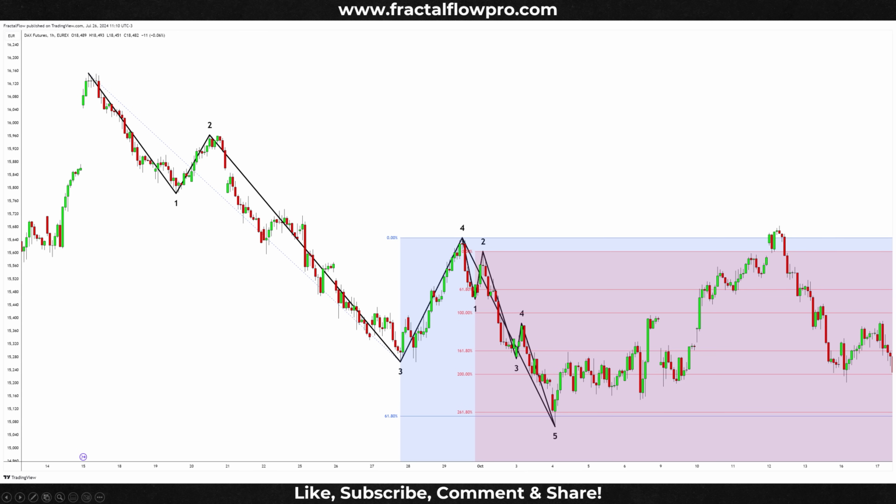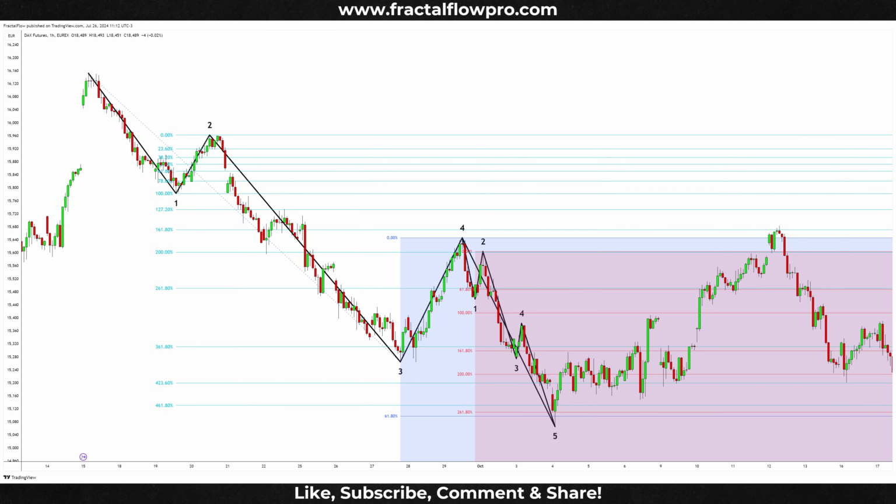An extension of the larger wave 2 points roughly to the same level at the 461.8% ratio, and an extension of the smaller wave 2 of 5 also clusters in that region with the 361.8% ratio. In terms of time-based ratios, there is absolutely nothing useful going on.